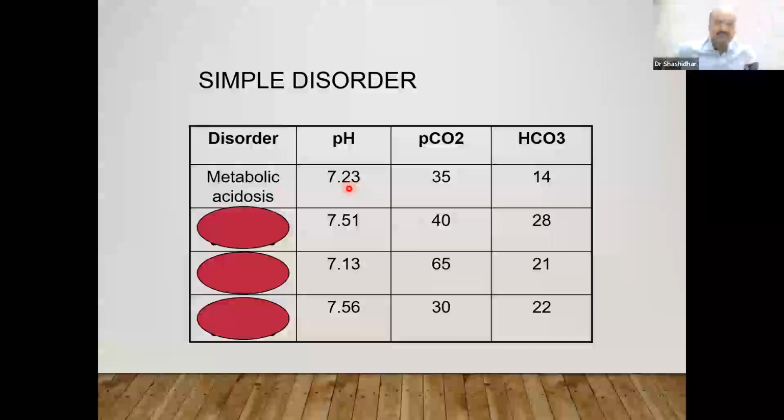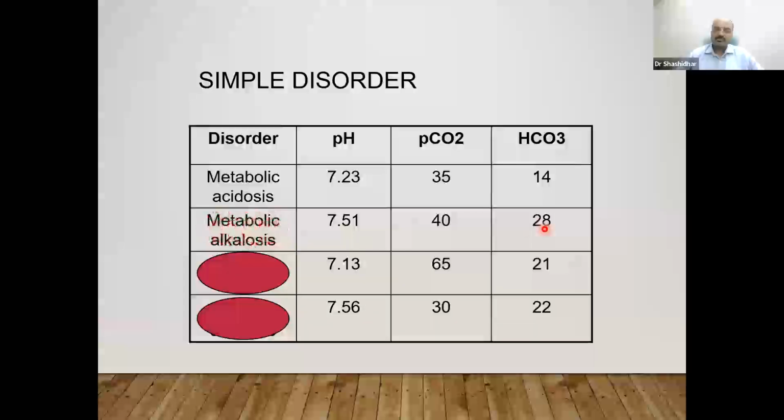Okay, go to the second row. pH of 7.51, PCO2 40, bicarb 28. Don't say MA, because MA can be metabolic alkalosis as well. So the pH shows alkalosis. PCO2 is 40, which cannot explain the alkalosis. Bicarb is higher than normal, so metabolic alkalosis. Someone thought it was respiratory, but it is not, because PCO2 is within the normal range. Next, go with the idea that it is a simple disorder. pH of 7.13, PCO2 62, bicarb 21. What do you think this is?